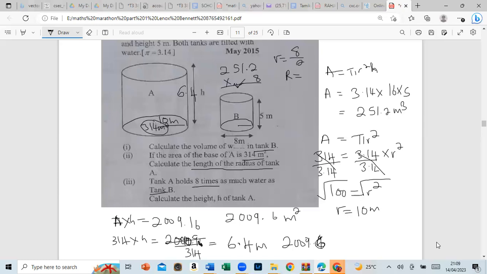All right, can we proceed, guys? I remember our volume, so this would have been m cubed. And the length would have been meters. For this part, it would have been 314 square.